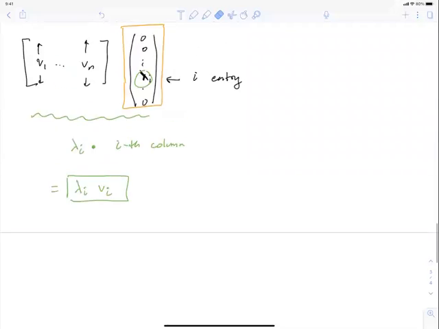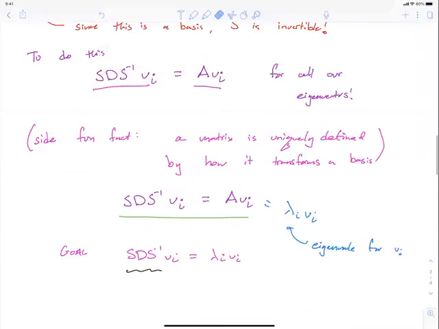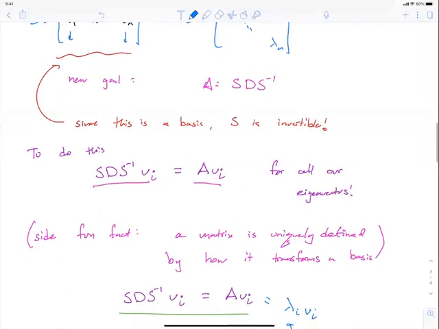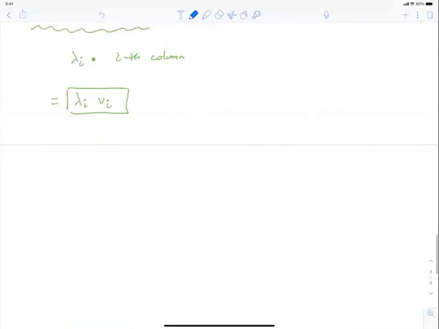All right, so far, what have we done? We've shown that if you have a bunch of eigenvectors, then you can diagonalize the matrix. You can use those eigenvectors and eigenvalues to diagonalize the matrix. But now what we want to do is we want to go backwards.